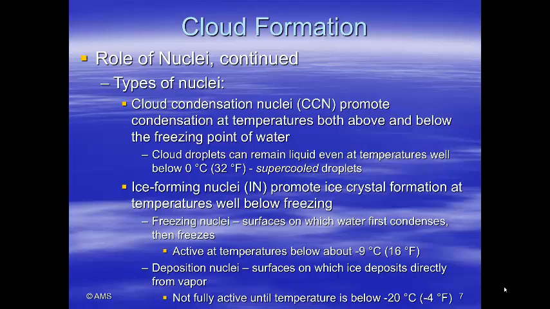We also have ice-forming nuclei, IN, and they promote ice crystal formation at temperatures well below freezing. So freezing nuclei are surfaces on which the water first condenses and then freezes. These are active at temperatures of about -9 degrees. Deposition nuclei are surfaces on which ice deposits directly from vapor. These are not active until temperatures below -20 degrees.